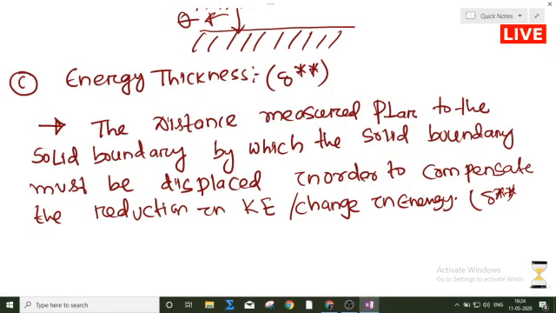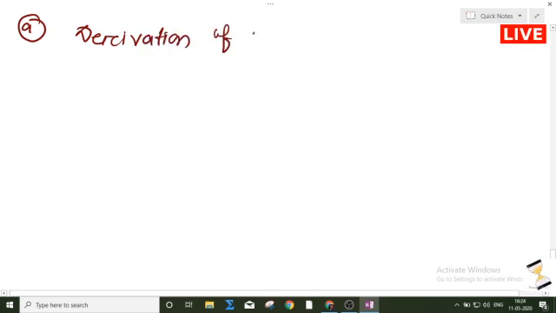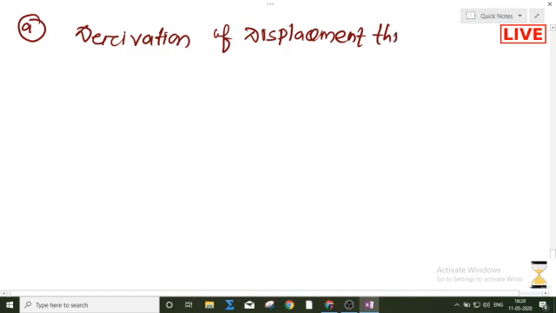So today we are going to do the derivation of the displacement thickness. In today's lecture we are going to derive the displacement thickness. That is represented by what? That is represented by delta star.